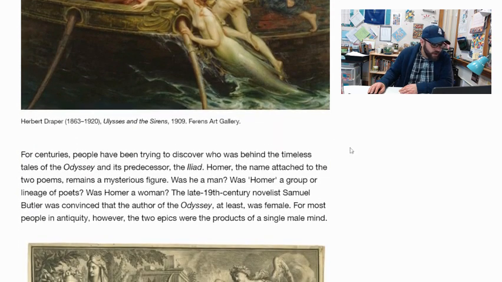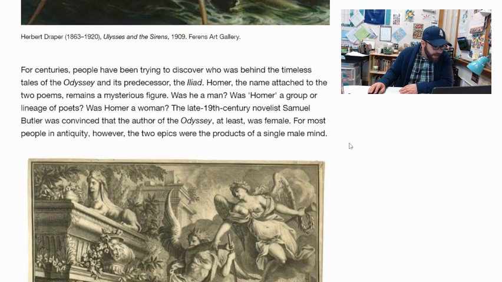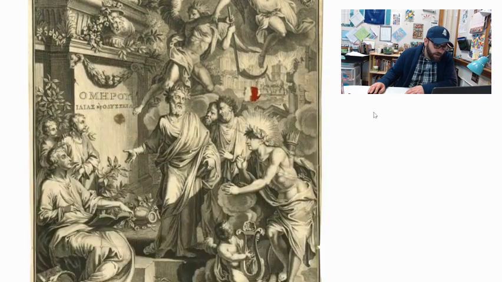For centuries, people have been trying to discover who was behind the timeless tales of the Odyssey and its predecessor, the Iliad. Homer, the name attached to the two poems, remains a mysterious figure. Was he a man? Was Homer a group or lineage of poets? Was Homer a woman? The late 19th century novelist Samuel Butler was convinced that the author of the Odyssey, at least, was female. For most people in antiquity, however, the two epics were the products of a single male mind.